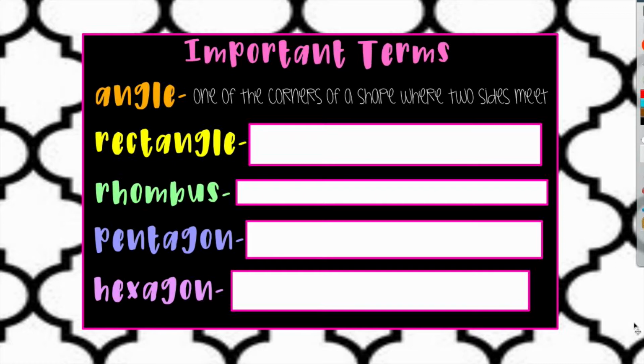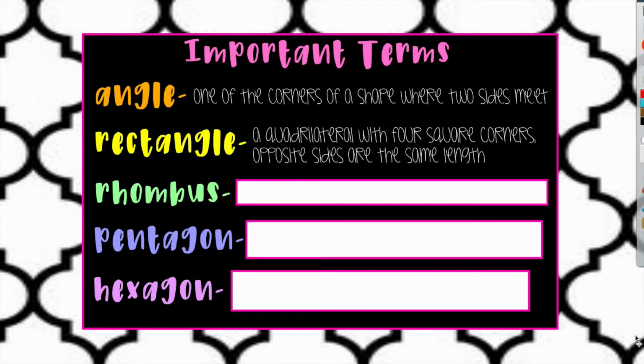Our second term that we're going to be looking at is the word rectangle. A rectangle is a quadrilateral with four square corners and opposite sides are the same length. So a quadrilateral is any shape with four angles and four sides. So a rectangle falls into this category. It also has square corners, and not all of the sides are the same, but the opposite. So the top and the bottom are the same length, and the left and the right are the same length.